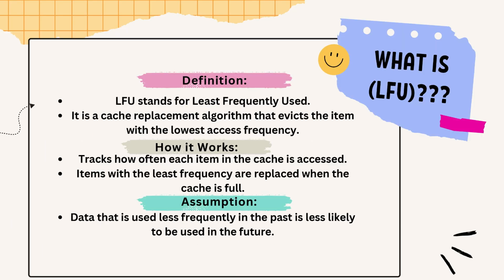Explain about what is LFU. LFU stands for least frequently used, and it is a cache replacement algorithm that evicts the item with the lowest access frequency. Next, how does LFU work? First, it tracks how often the item in the cache is accessed, and items with the least frequency are replaced when the cache is full.